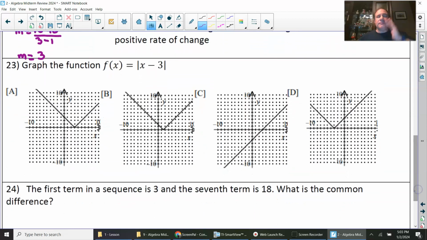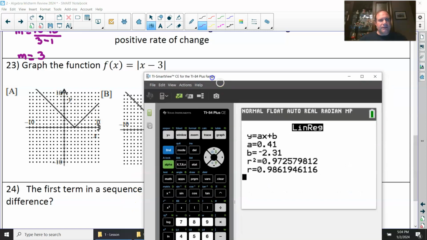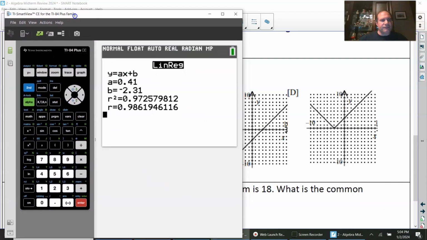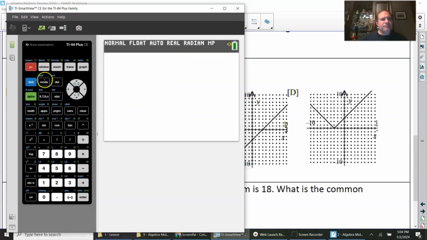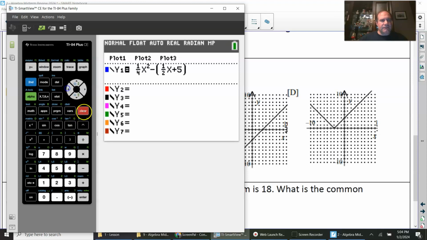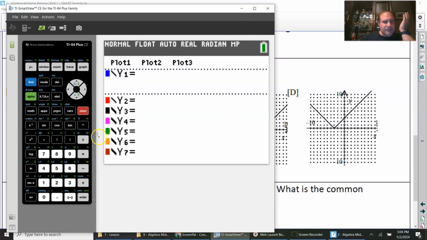All right. Simply just put this into the calculator. I'm going to bring up the calculator. This is the absolute value of x minus 3. So just to remind you of how to do this, you're going to press y equals, and we're going to clear this out right now. And we need to get to the absolute value. And I don't know where it is, right? We don't know where it is.